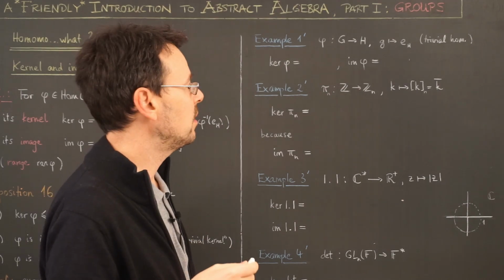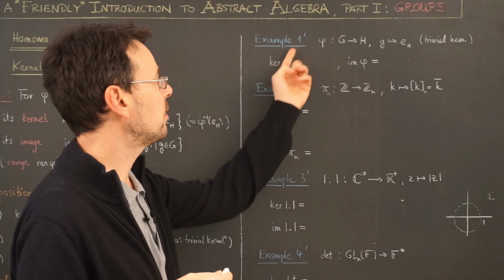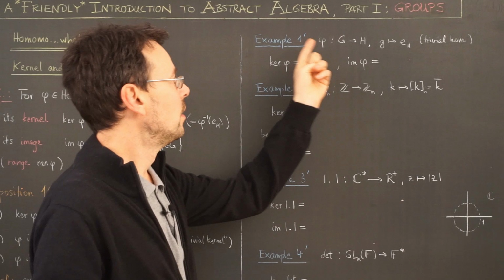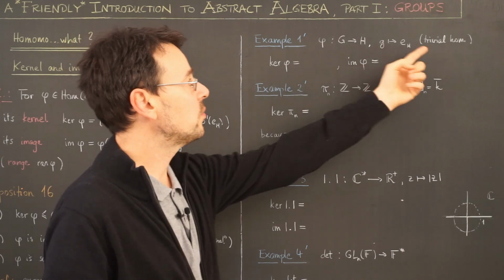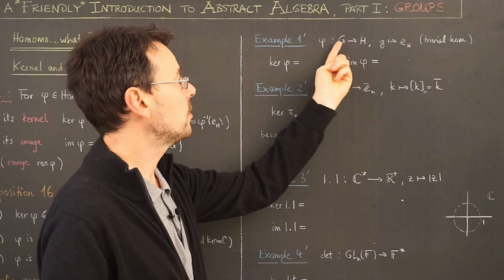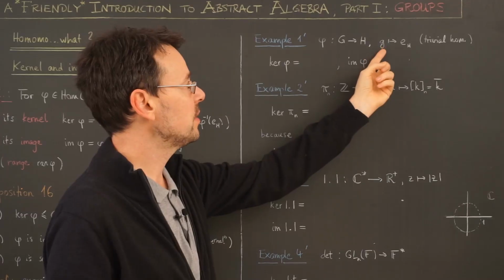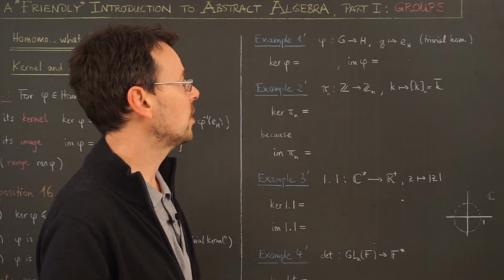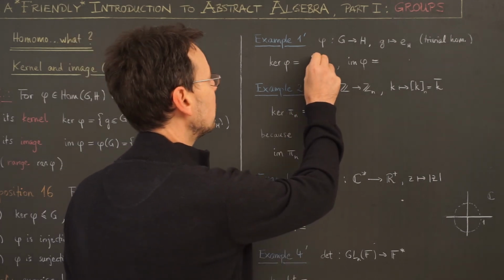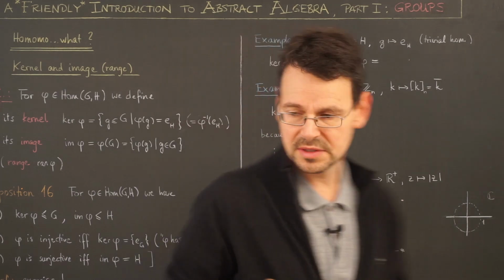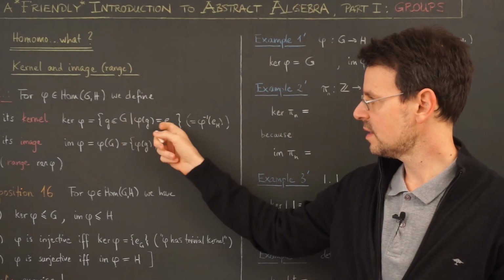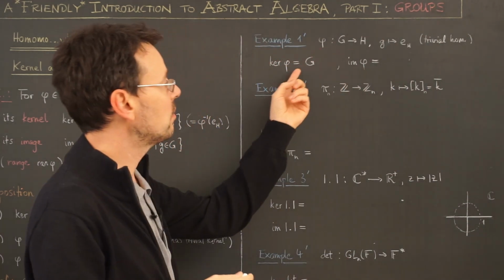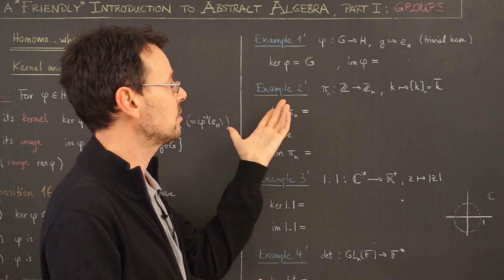I use exactly the examples from lesson 11, that's why I call them example 1', 2', and so on. So, we take a look at the trivial homomorphism from G to H, which simply sends all the elements of G to the neutral element of H. So, by definition, the kernel consists of all the elements that get sent to e_H, but those are all. So the trivial homomorphism has all of G as its kernel.